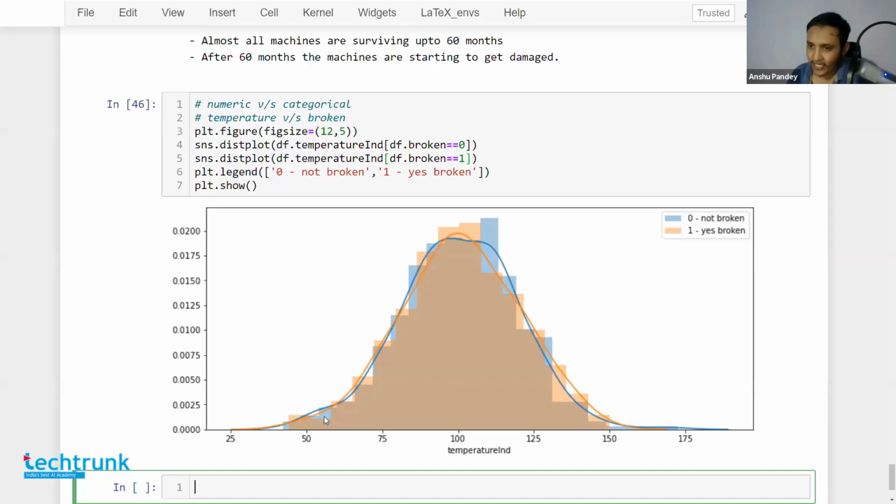That means as both the distribution plots are overlapping each other, at each value of temperature, the probability of the machines getting damaged is equal to the probability of machines not getting damaged. So can we say that temperature is an impacting factor or not? What do you think? Do you think temperature has some information to say why machines are damaged or not?